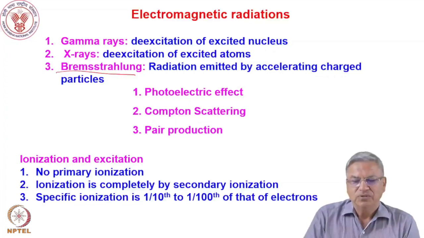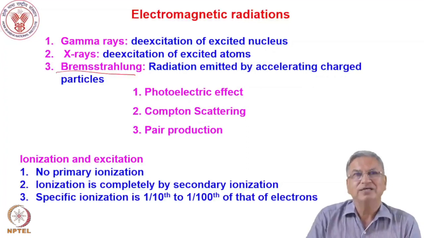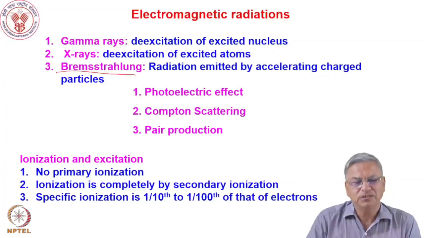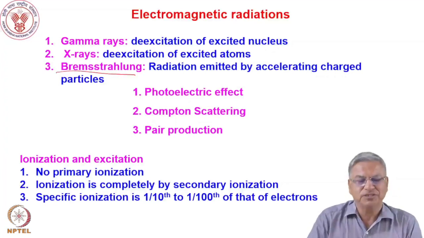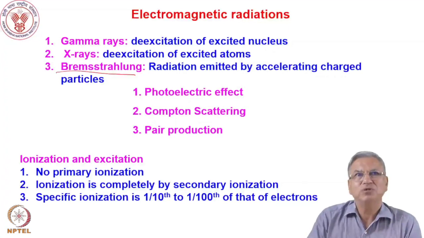Now, the Bremsstrahlen, you know already that when a particle is accelerated in the vicinity of a nucleus, it emits Bremsstrahlen radiation. So all the types of radiation, gamma rays, X-rays, and Bremsstrahlen, are electromagnetic radiations, and their interactions with matter are the same. So we'll call them mostly gamma rays.